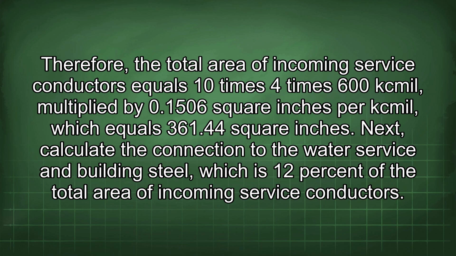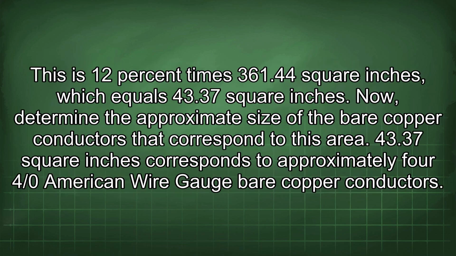361.44 square inches. Next, calculate the connection to the water service and building steel, which is 12% of the total area of incoming service conductors. This is 12% times 361.44 square inches, which equals 43.37 square inches. Now determine the approximate size of the bare copper conductors that correspond to this area. 43.37 square inches corresponds to approximately 4/0 American wire gauge bare copper conductors.